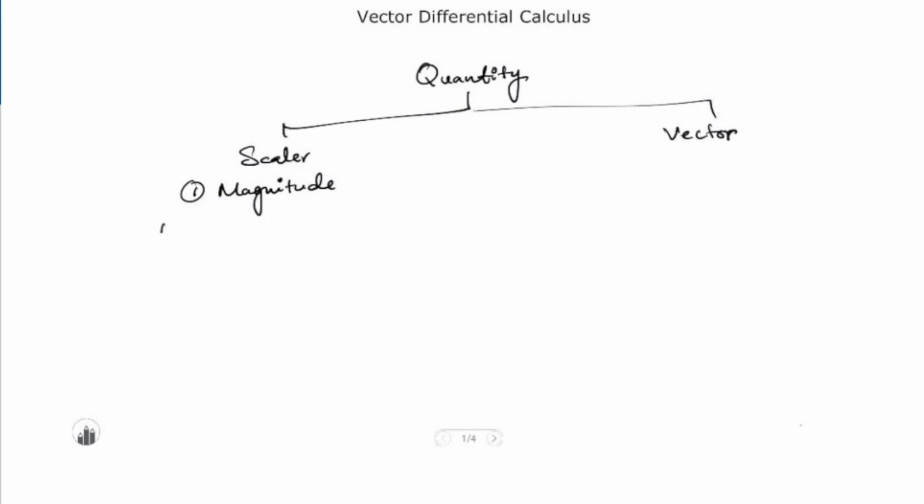So we could talk about an example here, which is mass. So we can have a person having 50 kg mass, not necessarily in left direction, right direction, or any other directions, but he just has 50 kg mass. So some other examples of scalar quantities could be speed, length, temperature.